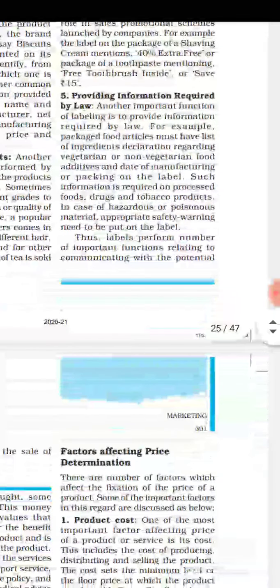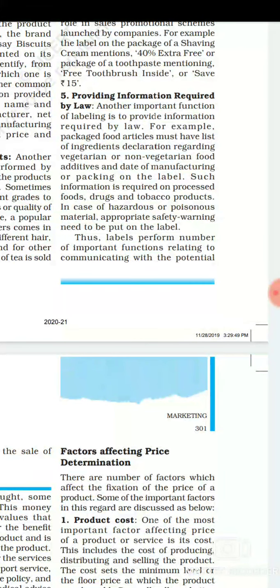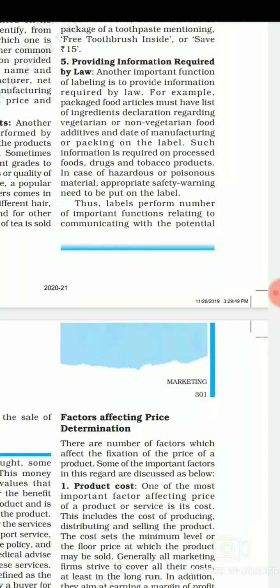The next is providing information required by law. Now there are lots of legal acts which have been passed for the purpose of providing protection to the consumer, right? These acts say that before a product is actually sold in the market to a customer, all the necessary information should be provided regarding the product, right? Suppose a product is there, it has to be labeled for what kind of product it is, or if it is a food related product, right, it has to be mentioned whether it is a vegetarian product or a non-vegetarian product.